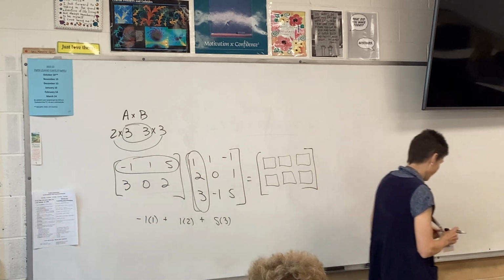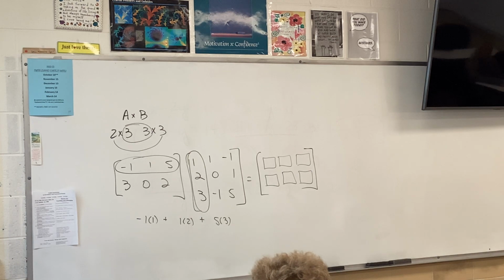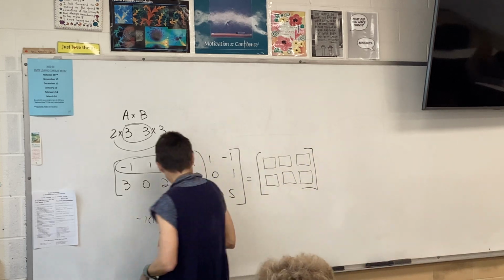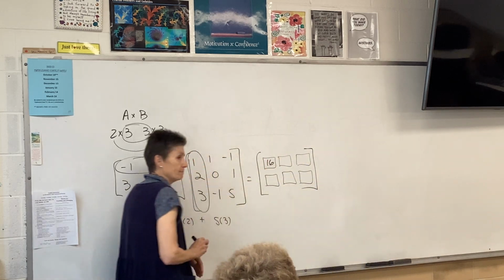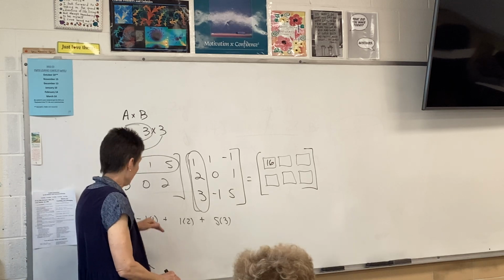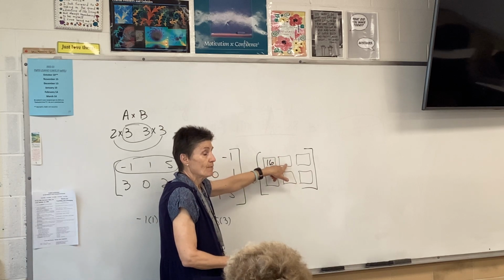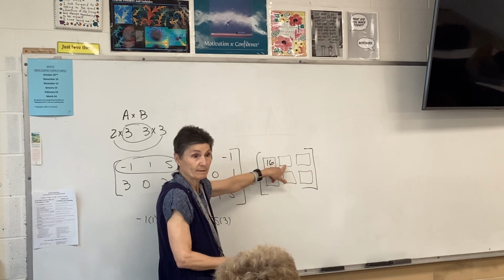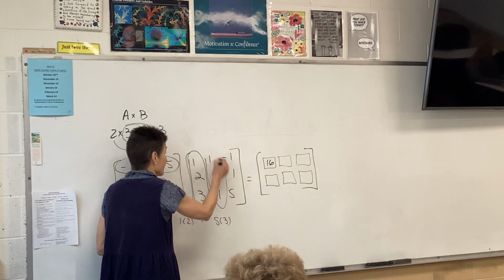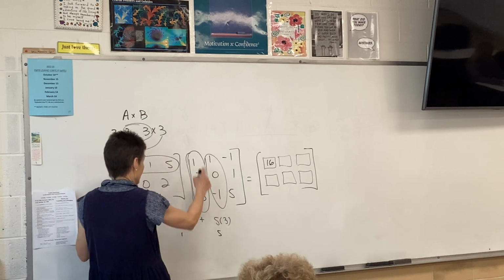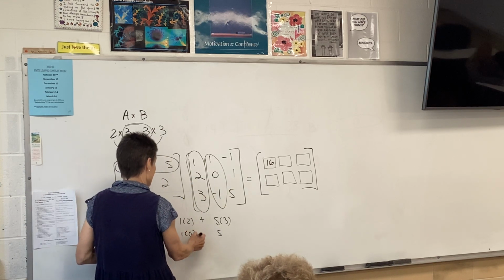-1 plus 2 plus 15. What is that? 16? Right there, 16. Now, it doesn't matter where you go next. I usually go here next. That's going to be the first row of numbers again, but this time times the second column. So I'm going to start with my -1, 1, 5, and this time I'm multiplying by 1, 0, -1.